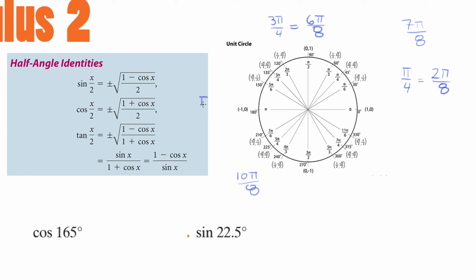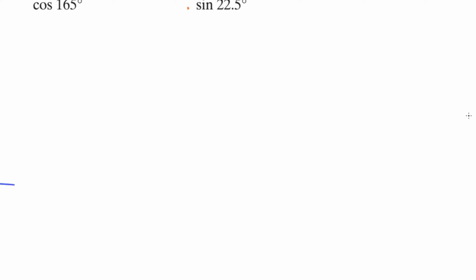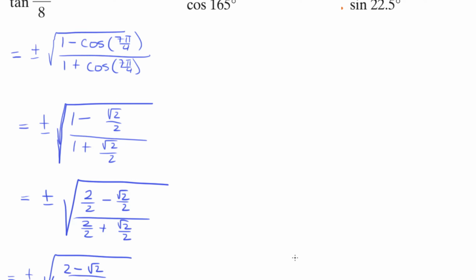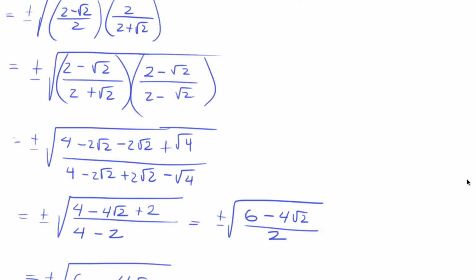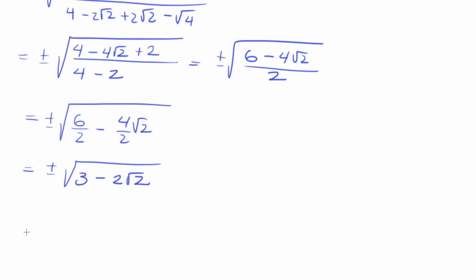Pi is 8 pi over 8. So that means that 7 pi over 8 must be in your second quadrant. Therefore, on the second quadrant, tangent is negative. So, our answer, in reality, is minus radical 3 minus 2 radical 2.